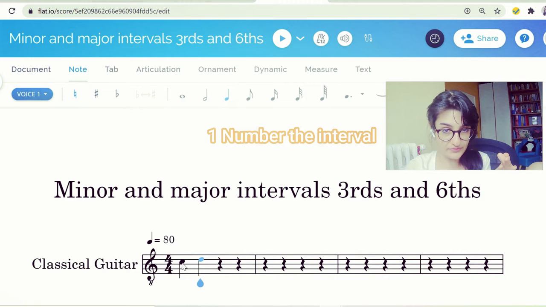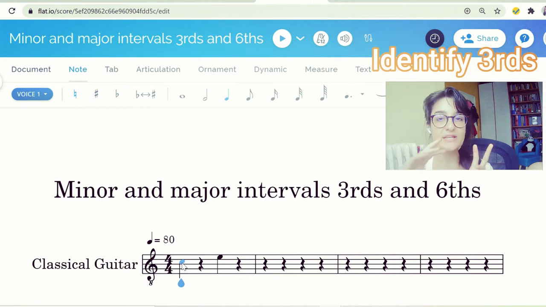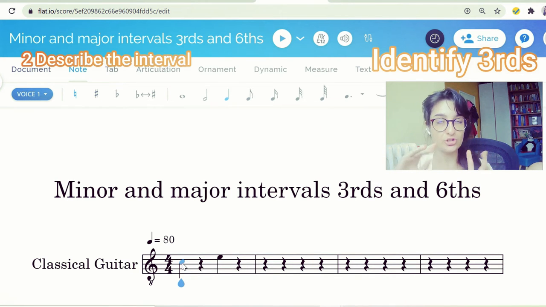A step above is D, and a step above is E. So we count 3 step by step. C, D, E. 3. C to E is therefore a third. Now, we need to describe it, not just number it. We have 2 options. Either it is major or minor.